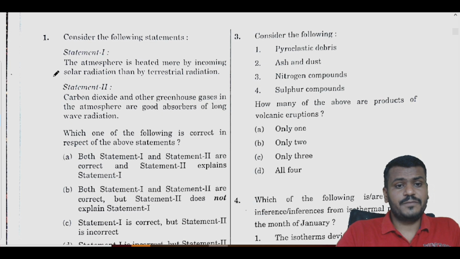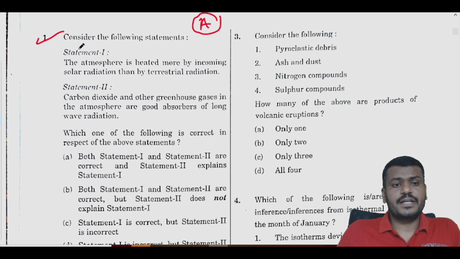Okay, so let's see from the first question onwards. This is the A series question paper, guys. There are A, B, C, D series. Let's start with the first question, and that is also a statement based question.